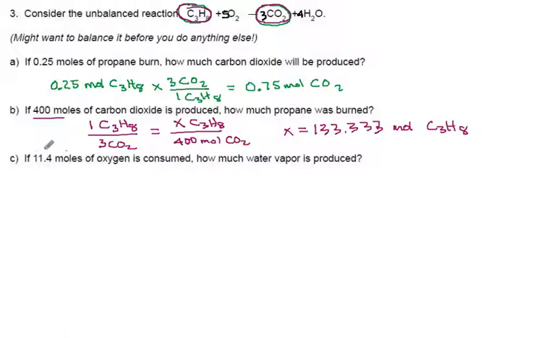For C, oh, they change up the species on us. They tell us how much oxygen there is, and they ask for the amount of water. Oh shoot, I wiped out my coefficients. Sorry. That was a 3, that was a 4, that was a 5.